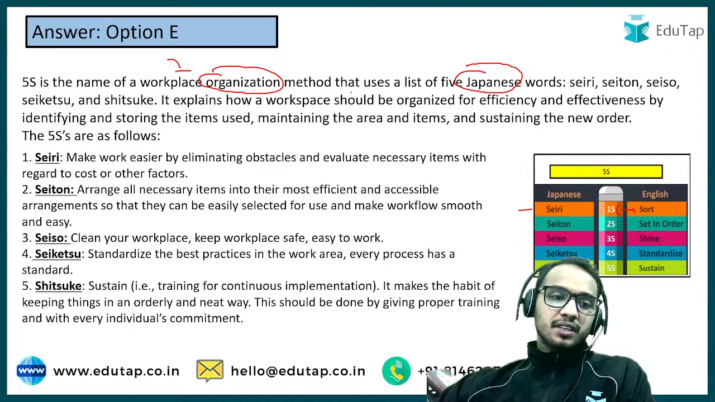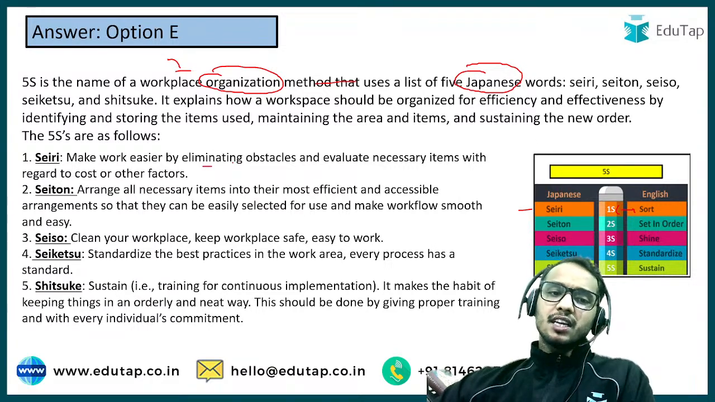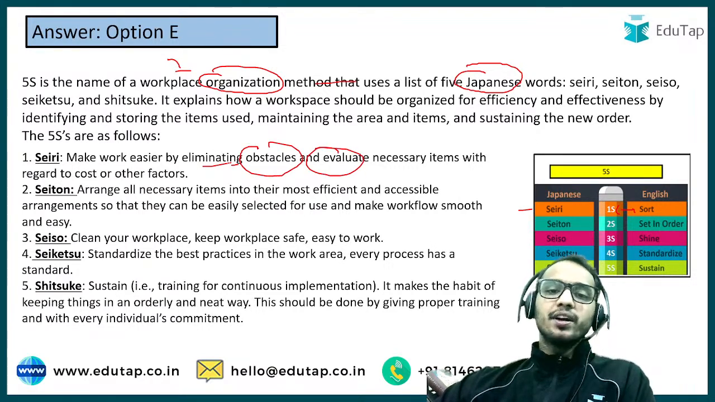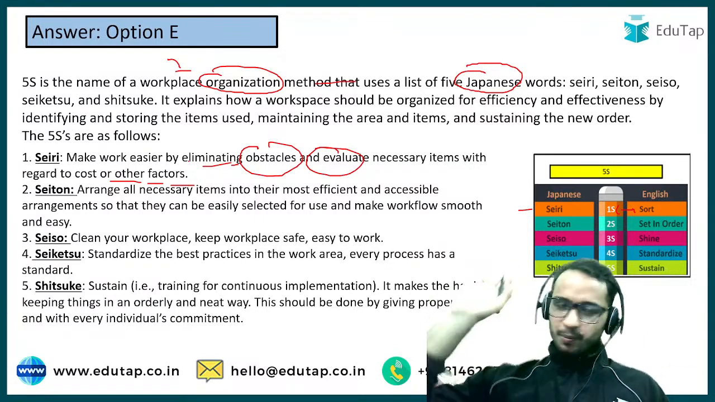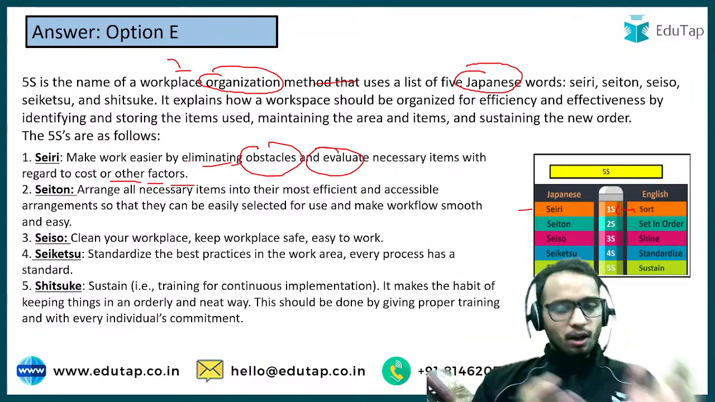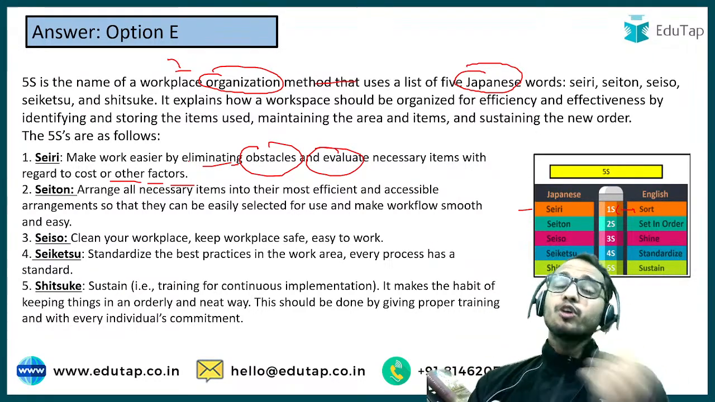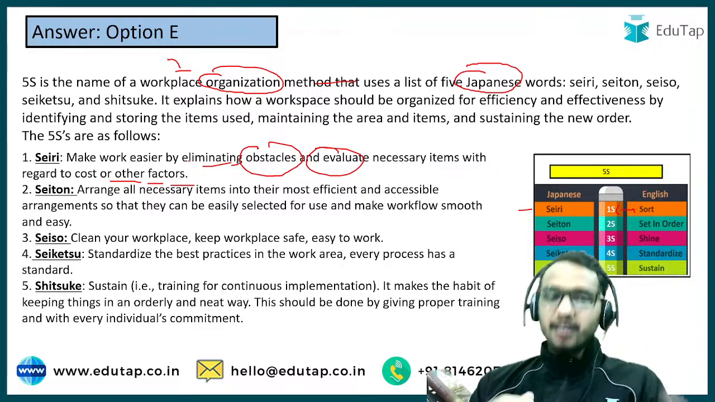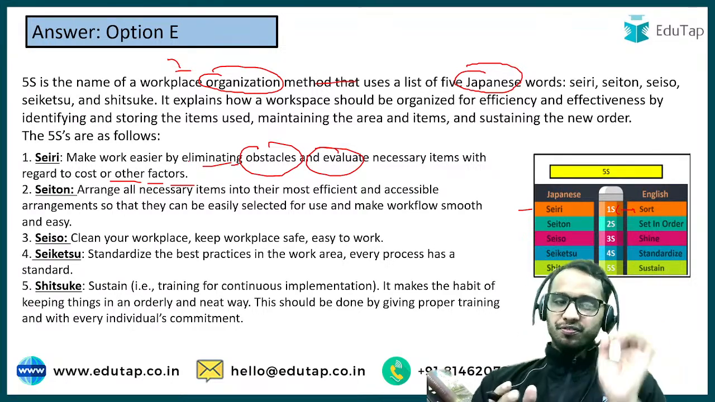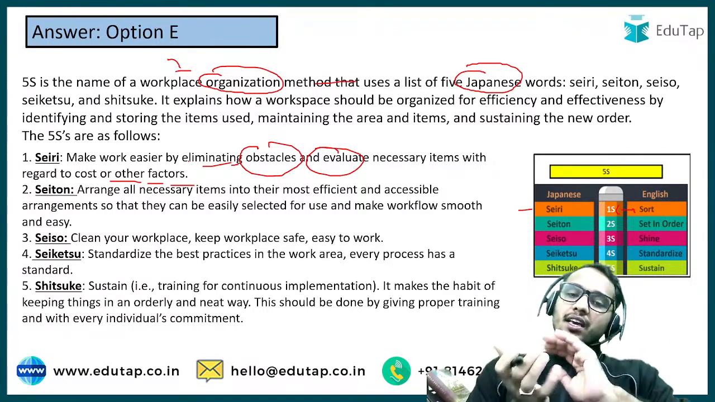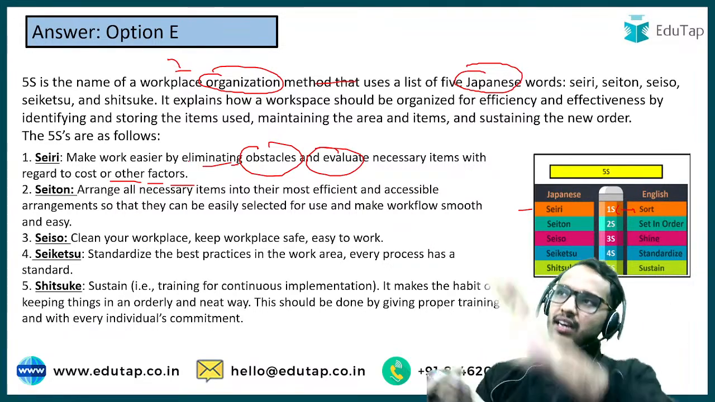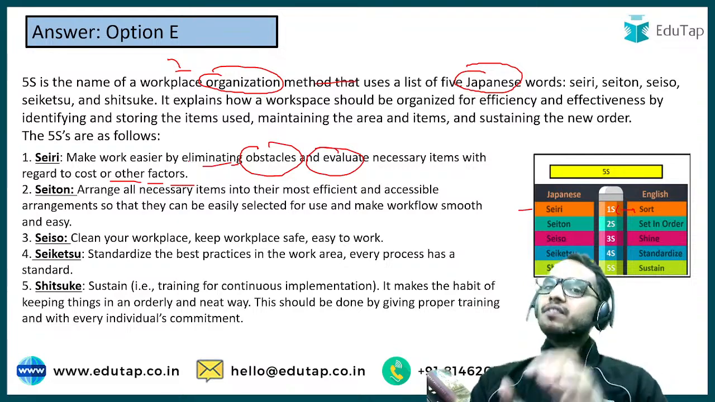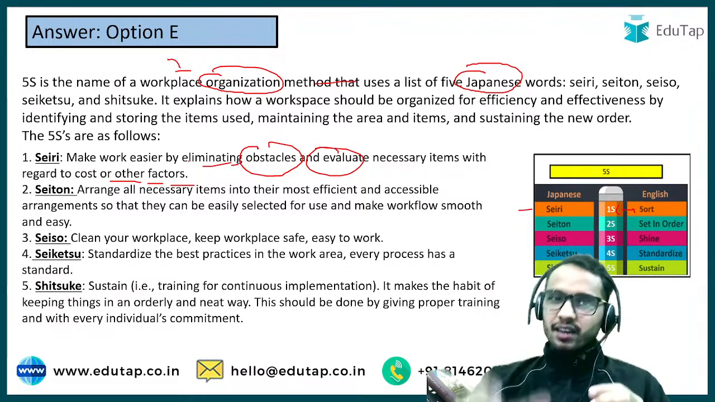The first S is Seiri: make work easier by eliminating obstacles and evaluate necessary items with regard to cost and other factors. I'll give you an example. Suppose you are studying for the SEBI examination. You have various books, you have various playlists. So what Seiri is telling you to do is remove the irrelevant playlists, remove the irrelevant videos, and select only the relevant videos as the playlist in whatever platform you use.